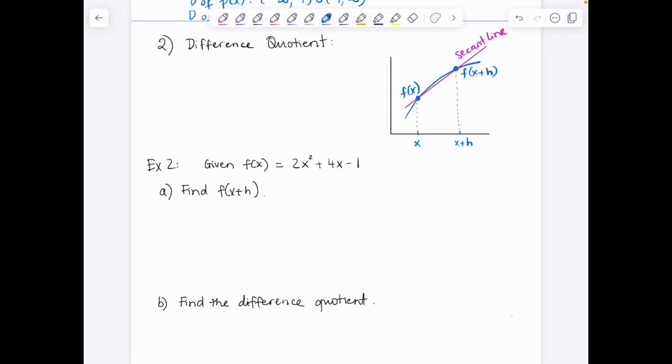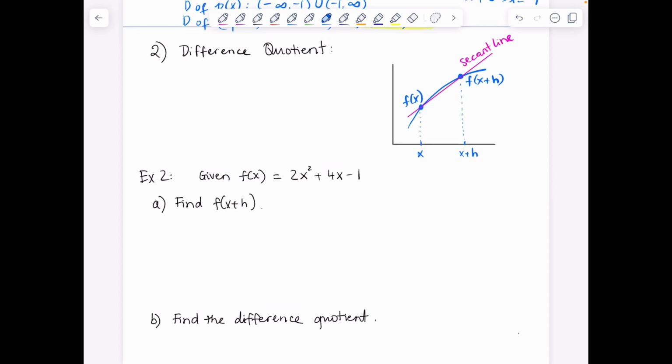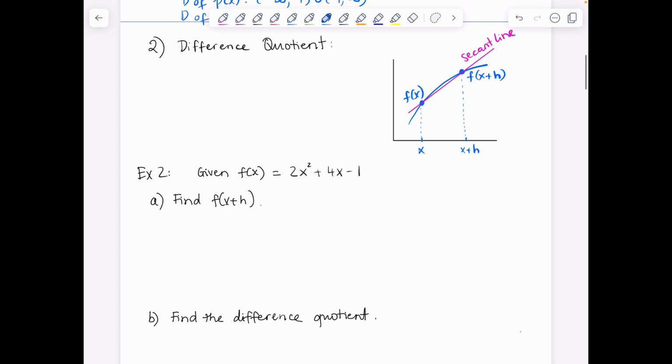In this video, we are going to talk about difference quotient. This is something you actually have seen before. In the past, I have introduced the term secant line. This is the line that connects two points on a curve, given that the points are relatively close to each other.